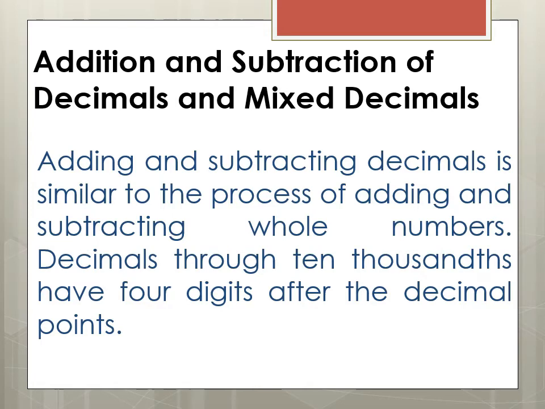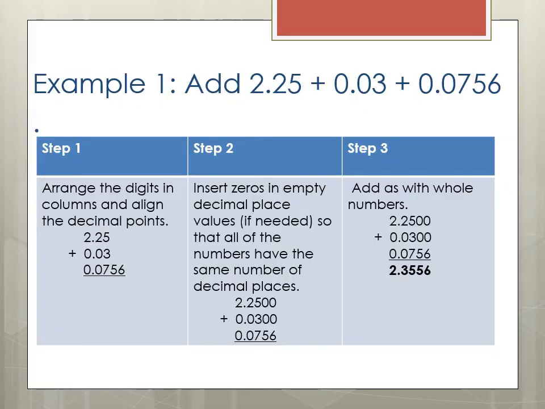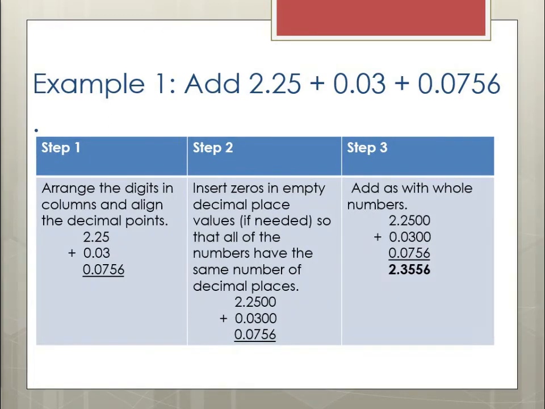Let us proceed to addition and subtraction of decimals and mixed decimals. Adding and subtracting decimals is similar to the process of adding and subtracting whole numbers. Decimals through 10,000ths have 4 digits after the decimal point. Let us have the first example. Add 2 and 25 hundredths plus 3 hundredths plus 756 10,000ths. So we have 3 addends to be added.